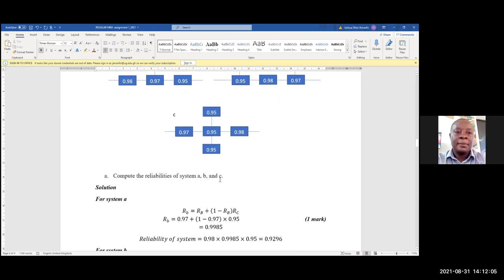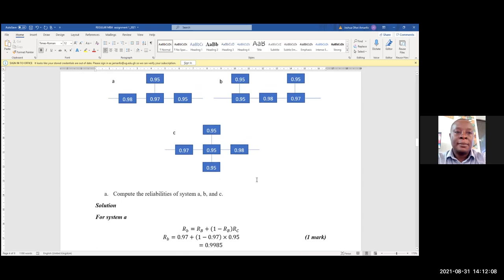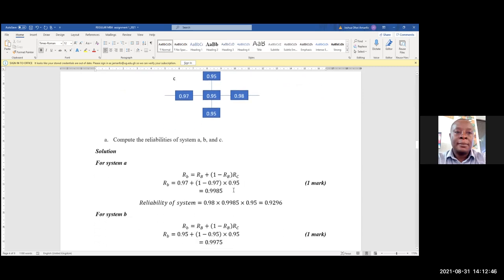For system A, it has only one backup. Now, for us to get the effective reliability of the entire system, we need to collapse the backup. We need to combine the component that has the backup so that in our mind, we have now created a serial arrangement, which we can easily multiply. So we are going to combine 0.95 and 0.97, but know that the reference component itself is 0.97. The 0.95 is the backup. So we calculate the reliability as 0.97 plus 1 minus 0.97 multiplied by 0.95.